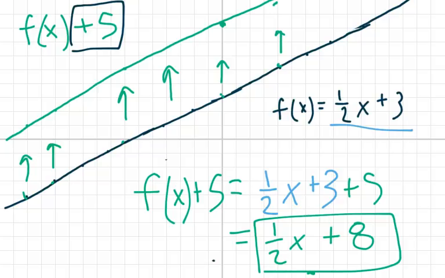If I just want to graph it, I just take the points and move them up by 5 if the k value here is positive.